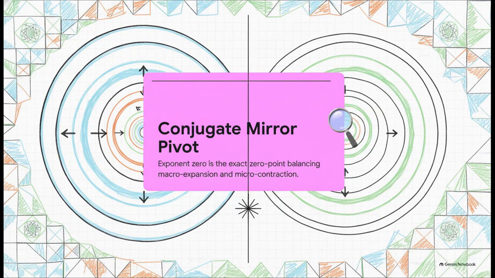Exponent 0, where d to the power of 0 equals 1, is acting as what the author calls the conjugate mirror pivot. It's sitting perfectly exactly between the -1 and the +1. It is the literal 0-point physical boundary that balances the massive macro expansion on one side and the zooming micro contraction on the other. It acts as a perfect geometric mirror.